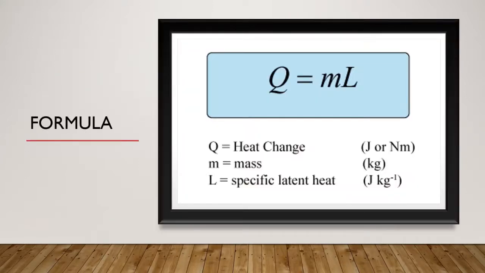Okay, this is the formula for specific latent heat. Q equal to mL. Q is heat, m is mass, L is specific latent heat. Ini adalah formula untuk haba pendam tentu. Q sama dengan mL, m mass, of course in kilogram, and L itu ialah haba pendam tentu.